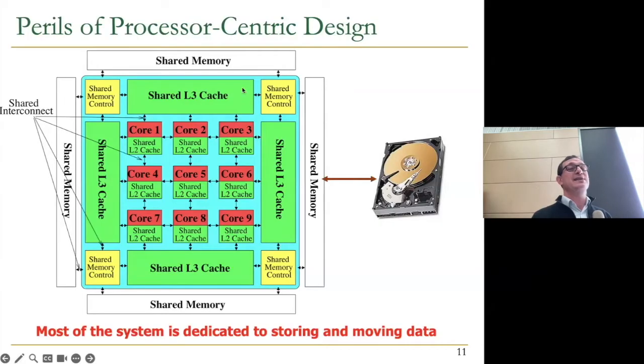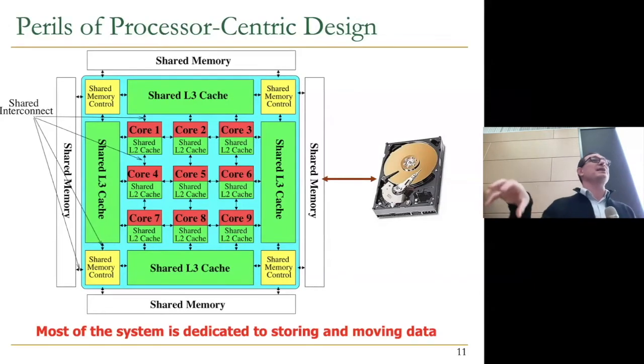Everything else in this system is really there to store and move data. Caches, interconnects, other caches, other interconnects, memory controllers, other interconnects, main memory, other interconnects, storage, other interconnects. So if you do the calculation of a single node, and if you include everything in this picture, more than 95, actually even 99% of the hardware resources are really dedicated to storing and moving data.